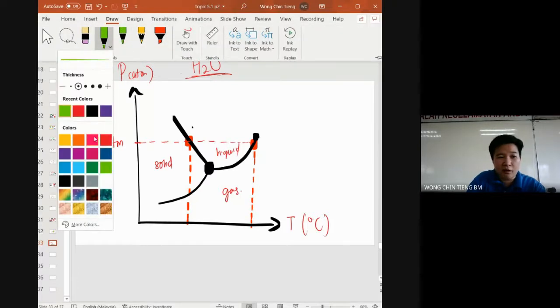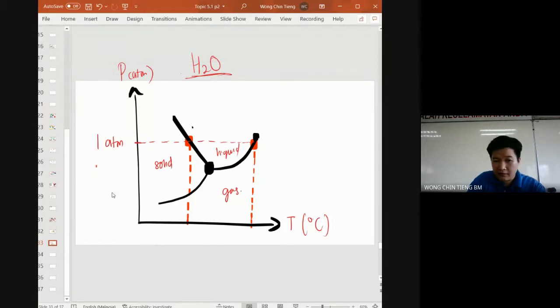The value over here adalah 0 degrees Celsius, 100 degrees Celsius. Anybody can tell me what they are?